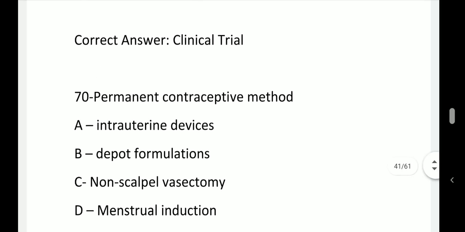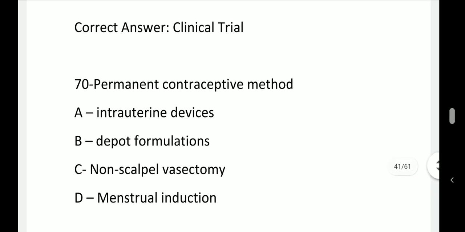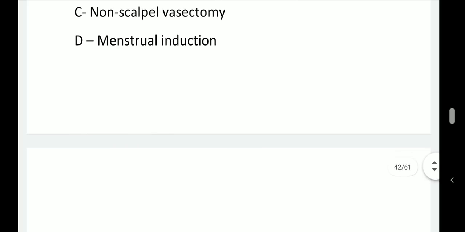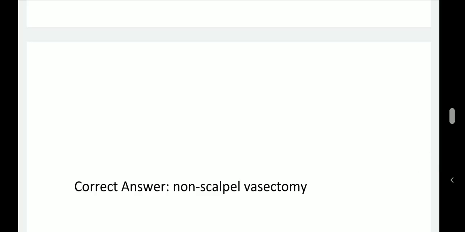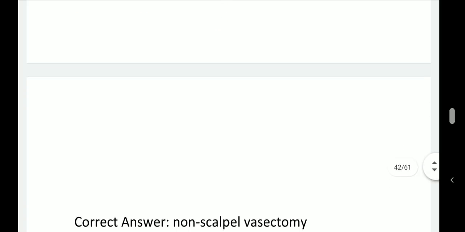Question number 70. Permanent contraceptive method. Option A, intrauterine devices. Option B, depot formulations. Option C, non-scalpel vasectomy. Option D, menstrual induction. Correct answer is non-scalpel vasectomy. That is option C is the correct answer.